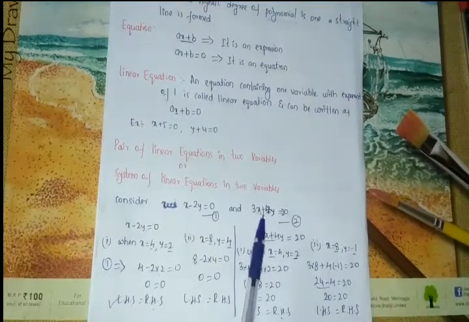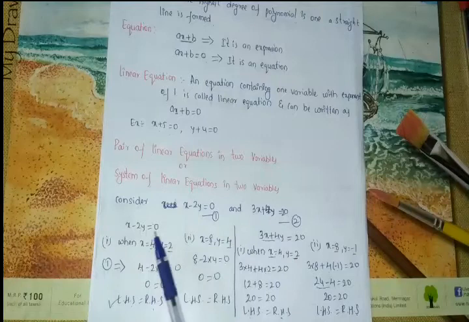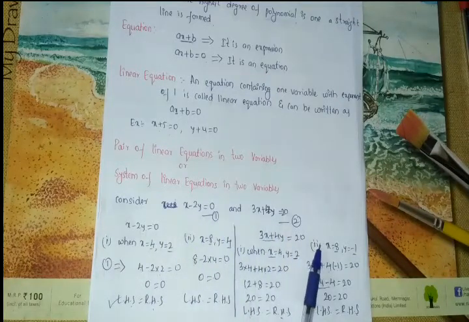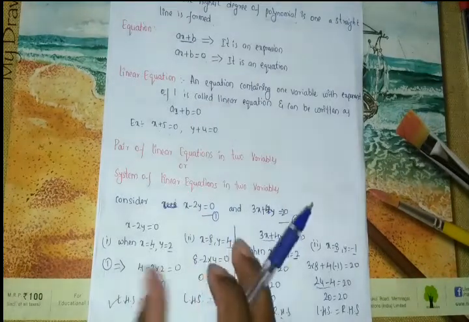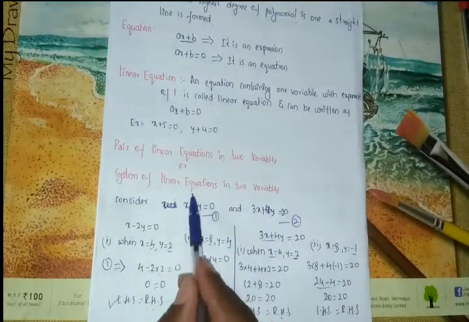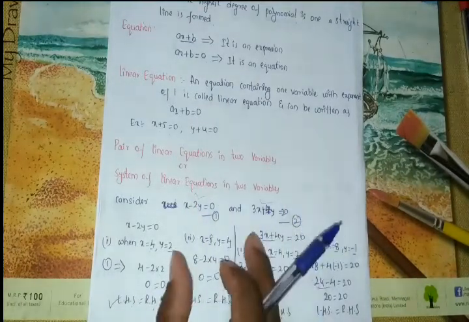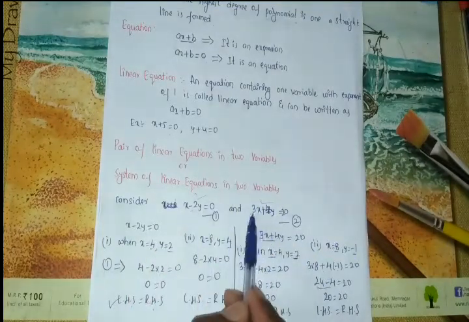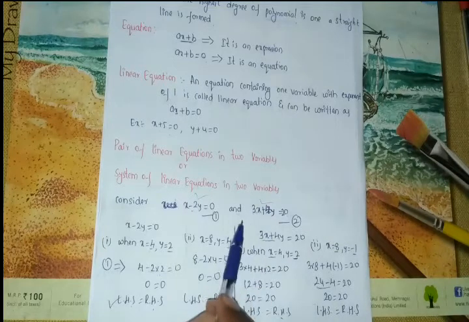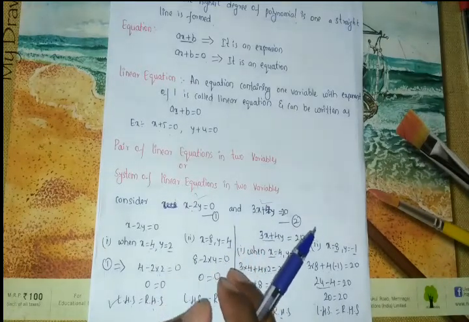So here what we did is separately we tried to get the solutions. Now when we consider these two equations together, we call it a pair of linear equations, and let us try to get a common solution for it.